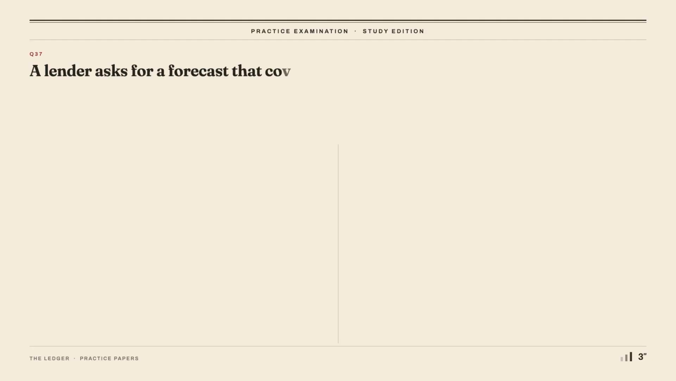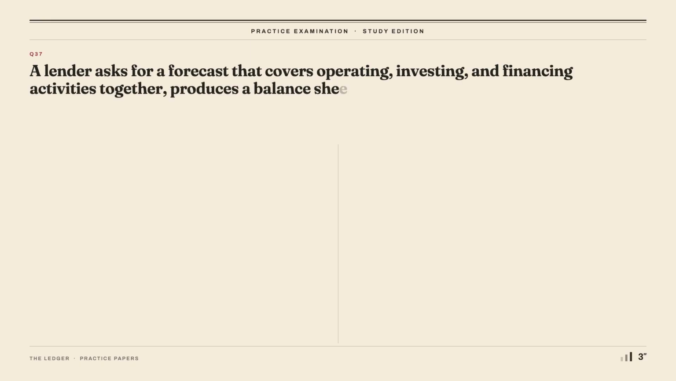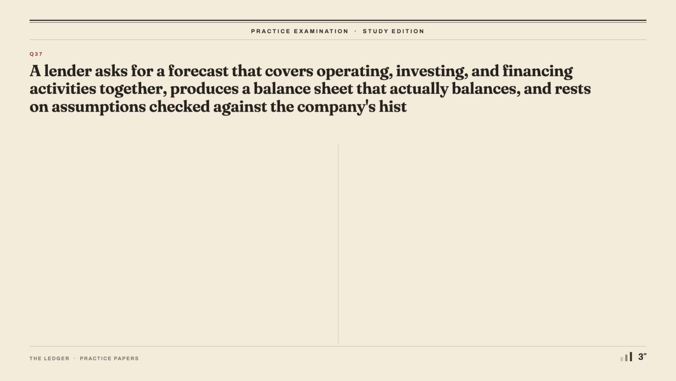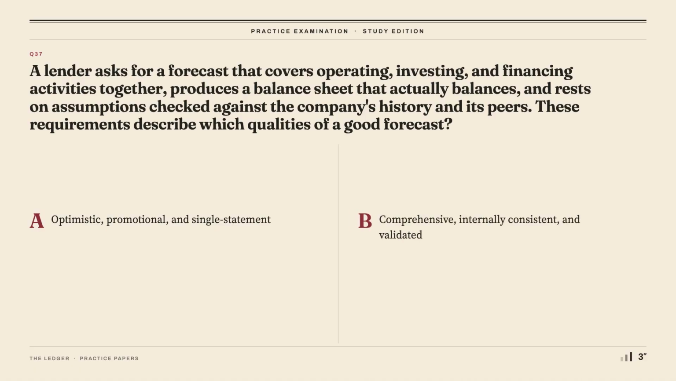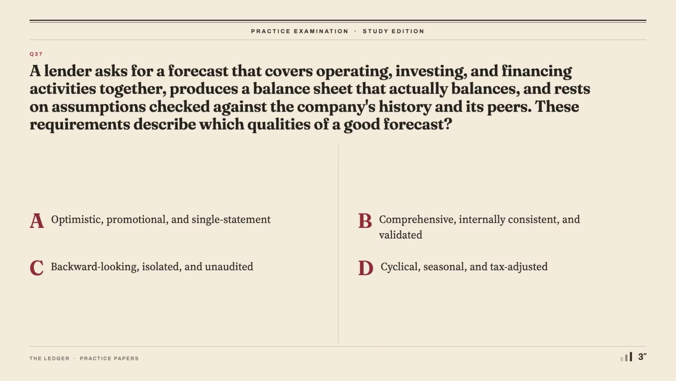Question 37. A lender asks for a forecast that covers operating, investing, and financing activities together, produces a balance sheet that actually balances, and rests on assumptions checked against the company's history and its peers. These requirements describe which qualities of a good forecast? Your options are A. Optimistic, promotional, and single statement. B. Comprehensive, internally consistent, and validated. C. Backward-looking, isolated, and unaudited. D. Cyclical, seasonal, and tax-adjusted. Pick one. Trust your gut. Here's your chance to test yourself.